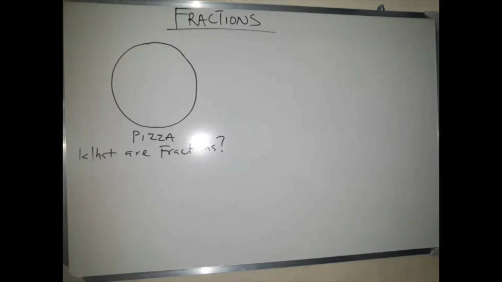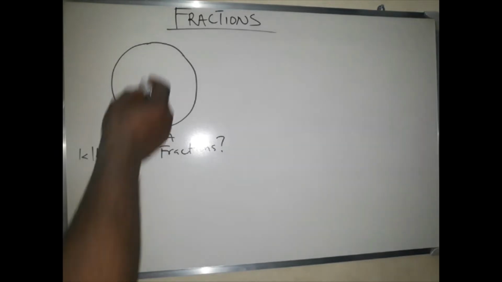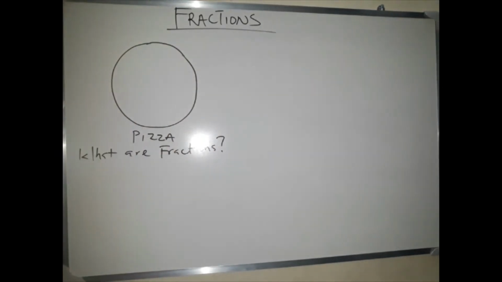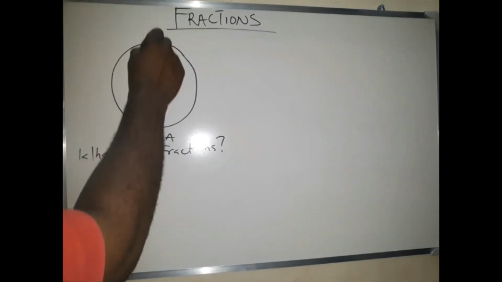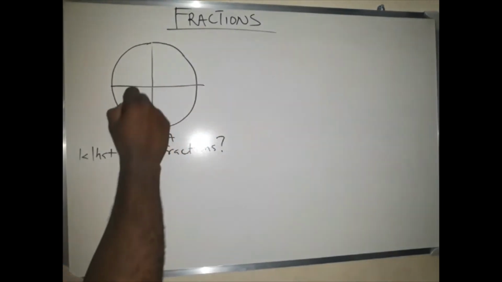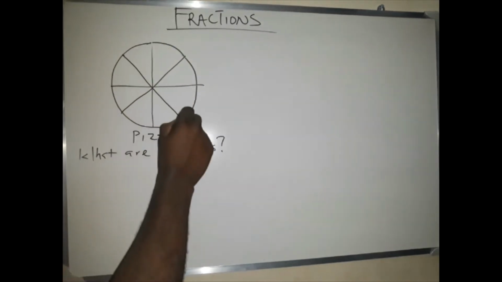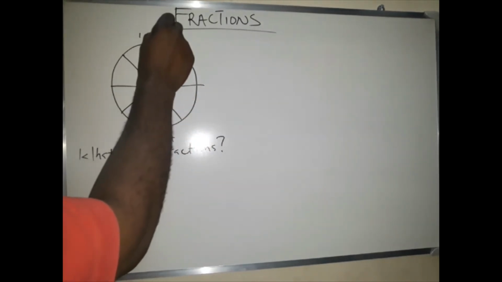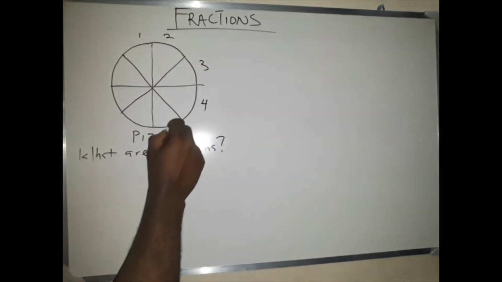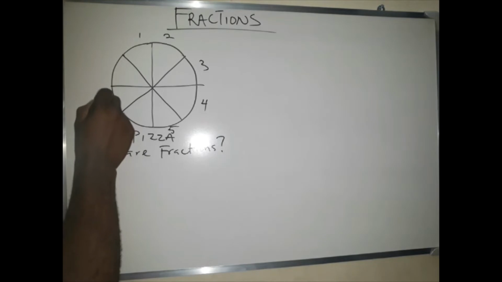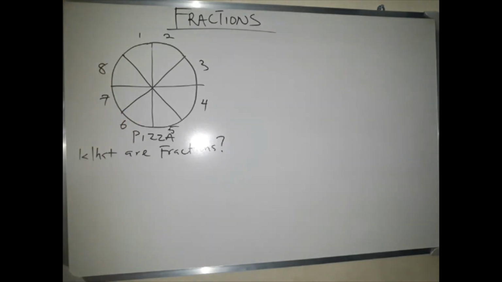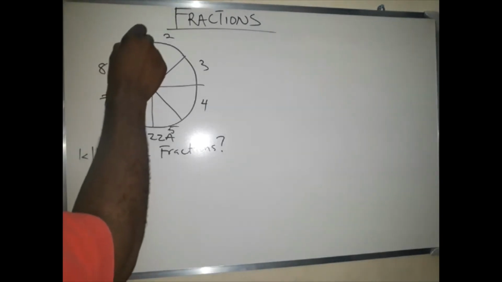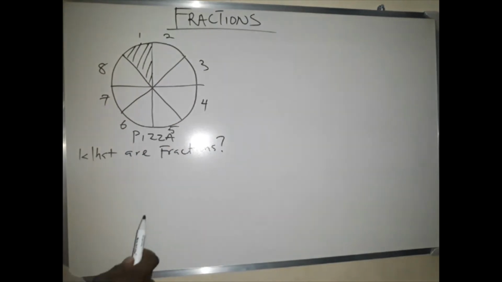So let us imagine you have one pizza or a pie. This circle represents the pizza, and you now divide it into 8 equal parts, like so. Okay, so this is one pizza, and now divide it into 8 equal parts. Now let's say you take one of the pizza. Let me just shade one part out of the 8. So you take one slice out of the pizza.